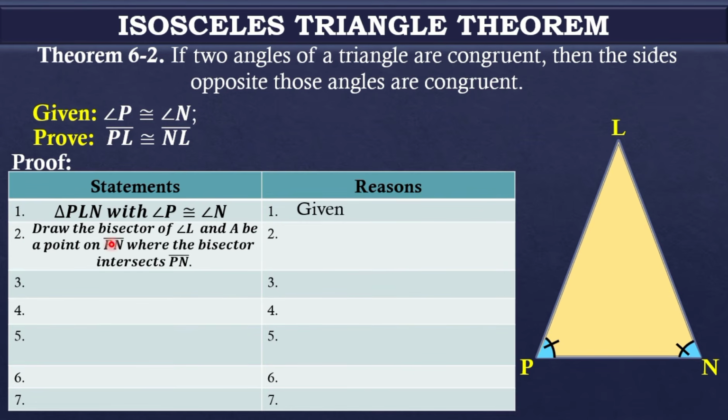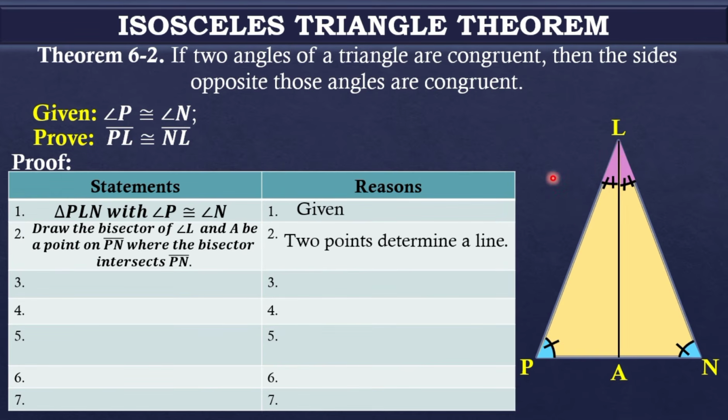So, pag sinabi kasi nating bisector, hinahati niya. Ano ang hinati? Angle L. So, ibig sabihin, angle bisector ito, kasi angle yung hinati. Pag ang segment ang hinati, ibig sabihin, ano yon? Perpendicular bisector naman yon. So, since angle ang hinahati niya, angle bisector po ito. So, ibig sabihin, nag-draw siya ng line, at hinati niya itong dalawang angle.